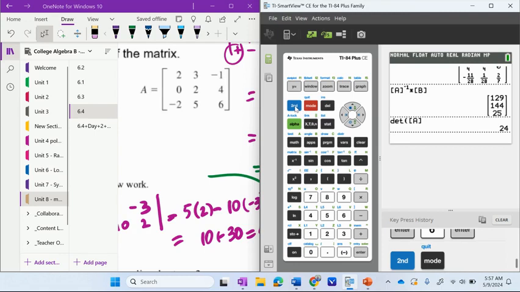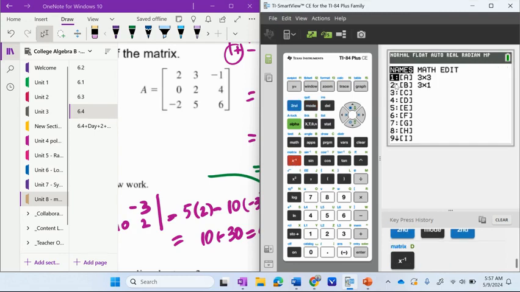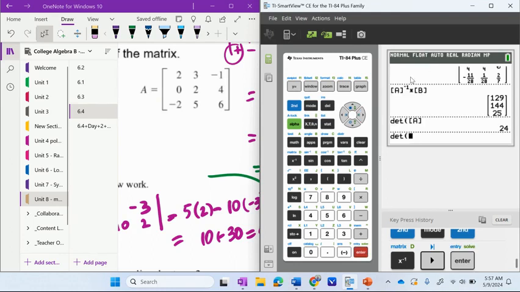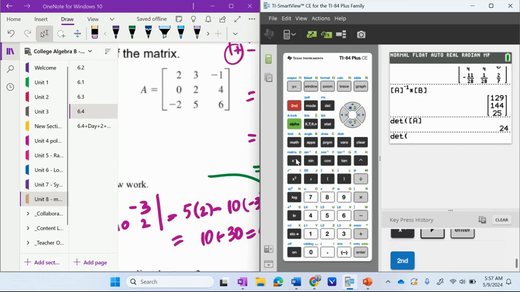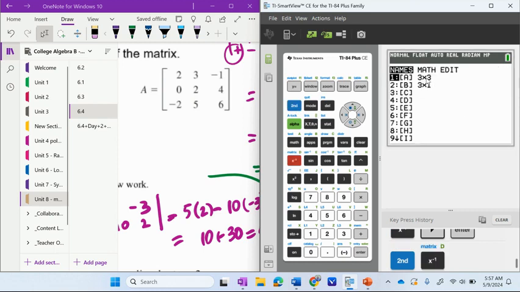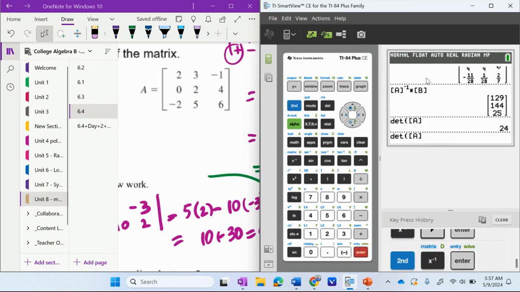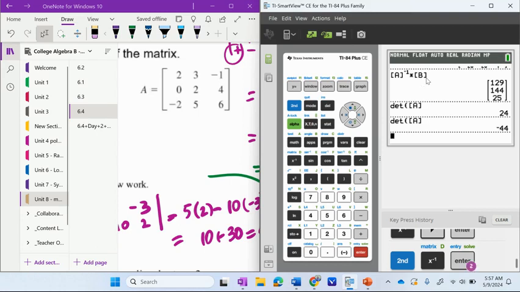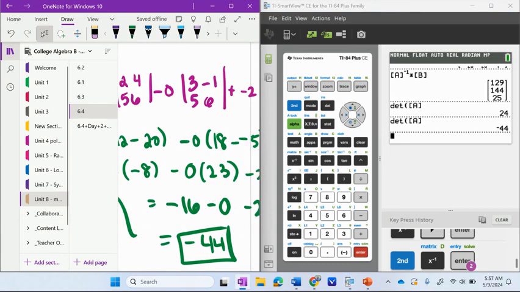And then to find that determinant, we do second matrix. Go over to math. Oops, I hit the arrow over. Determinant is right here, so hit enter. Then I want the determinant of A. Enter on the A with the names, and then enter. And negative 44. Is that the same thing we came up with? Yes, it is.